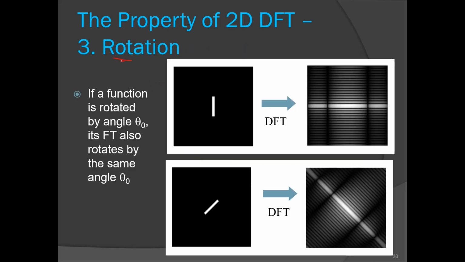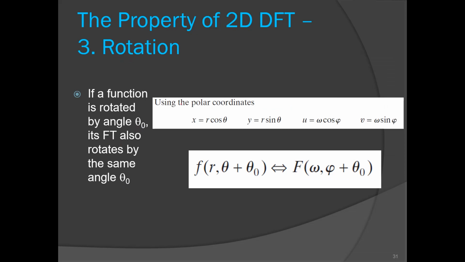Now the next property is the rotation property. This is our original image and this is the corresponding DFT, and if we rotate the original image by angle theta 0, the FT also rotates by the same angle. This image is rotated by 45 degrees, and its corresponding DFT also gets rotated by theta 0. Generally we represent this rotation property in polar form. In polar coordinates we replace x by r cos theta, y by r sin theta, u by omega cos phi, and v by omega sin phi.